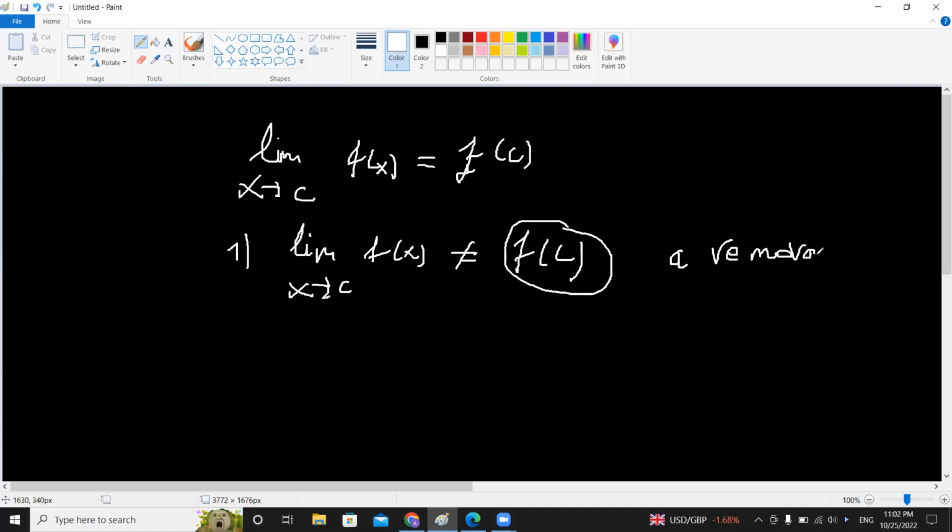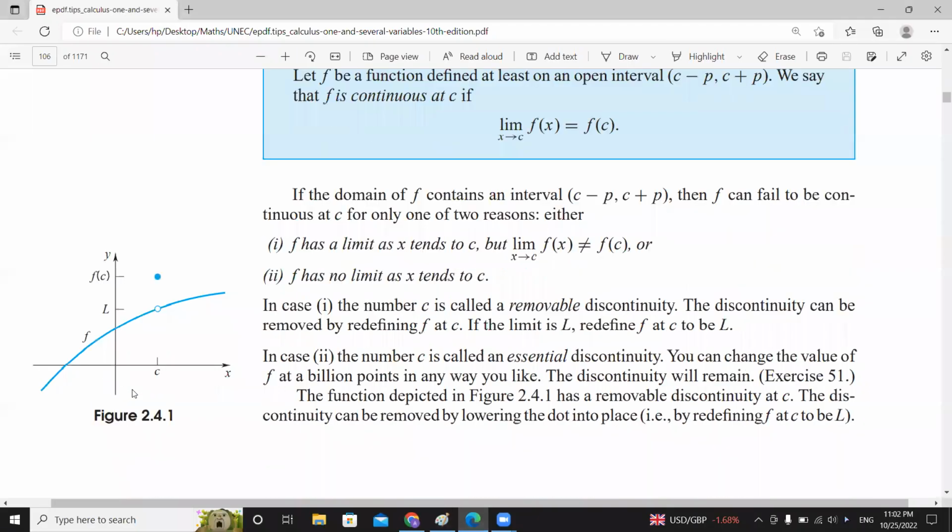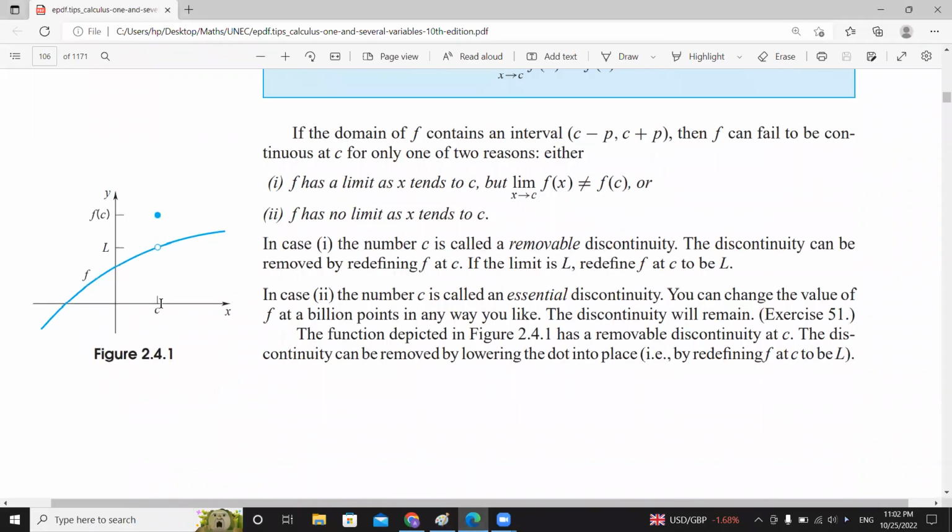I will show on the figure why we call it a removable discontinuity. Look at this picture: the function is defined at c, so there is no problem with the domain. We have a value at c, but the limit value here is L. So the function has the limit L at c. But the function value at c, f(c), is different than L, the limit value. So it tells us that the function is discontinuous at point c. It's not continuous at c.